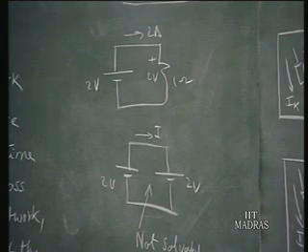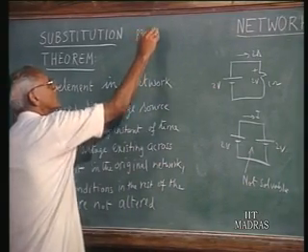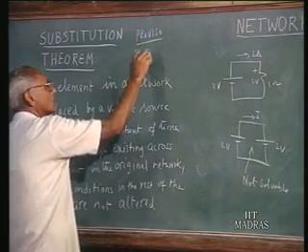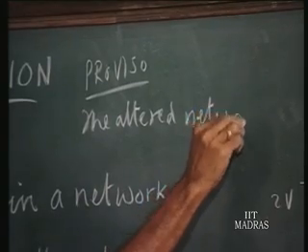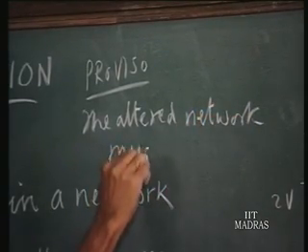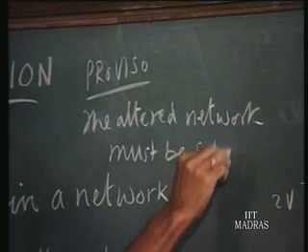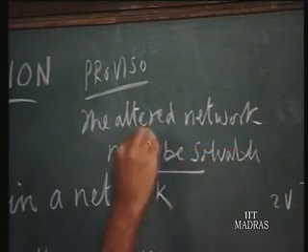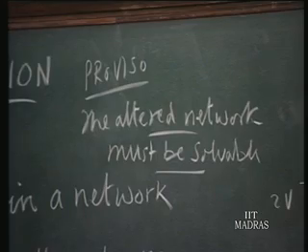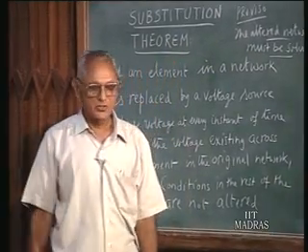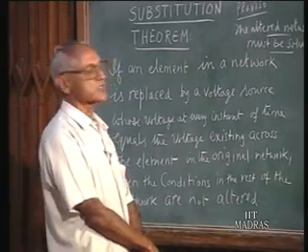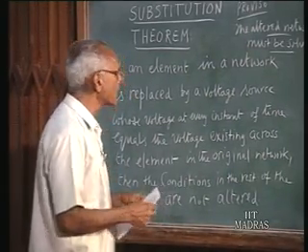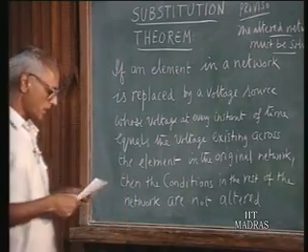So when you use the substitution theorem, we must also have a proviso that the altered network must be solvable. Otherwise, you get an indefiniteness. You may end up with a situation where multiple solutions are possible, there is no definite solution, and such circuits are said to be not solvable. So when you use the substitution theorem, you must ensure that the altered network is solvable.